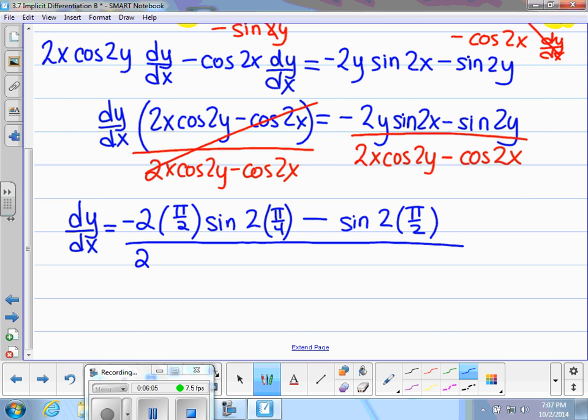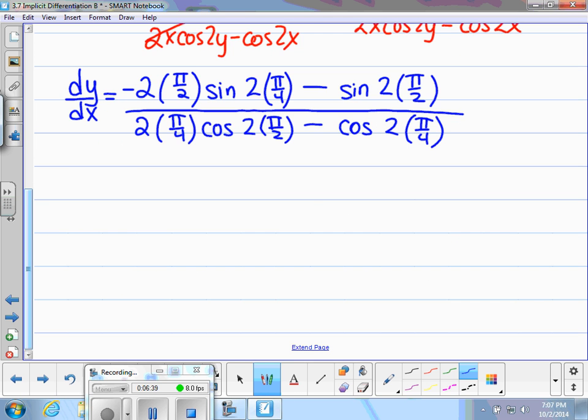Okay, so 2 times x. x is pi over 4, times cosine of 2y, which is, let me erase that. Cosine of 2y, so 2 times y, which is pi over 2, minus cosine of 2x, and x is pi over 4. Okay, so simplify this because there's 2's and 4's everywhere, and they can be simplified.